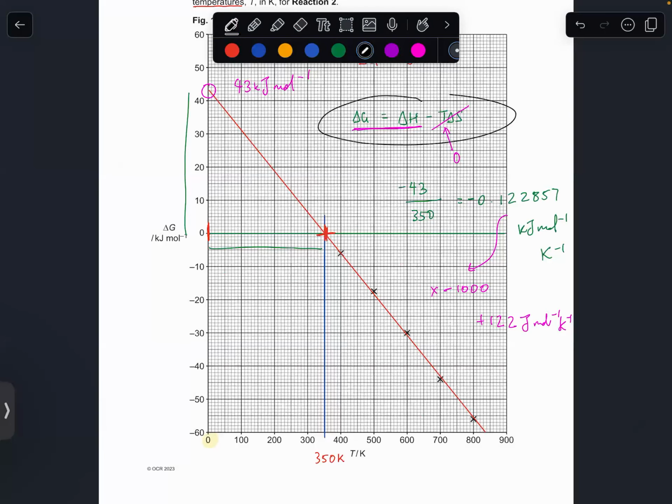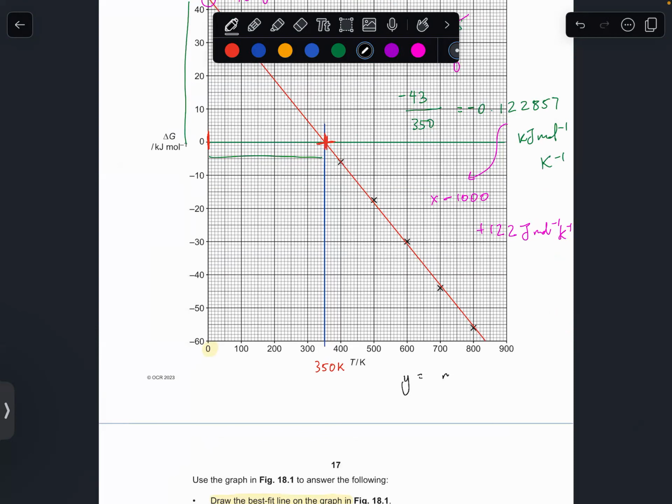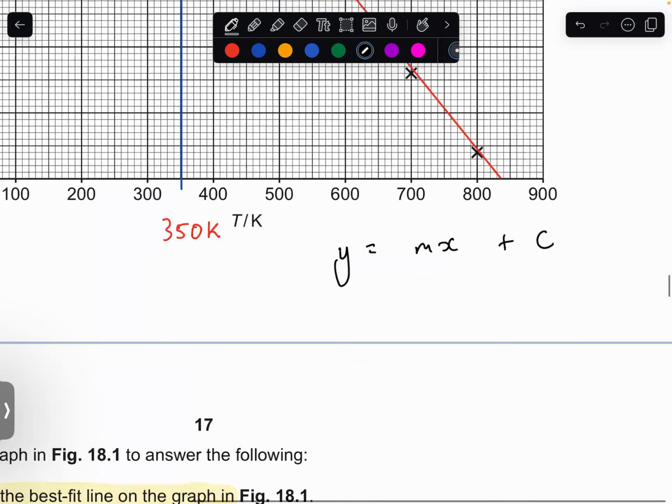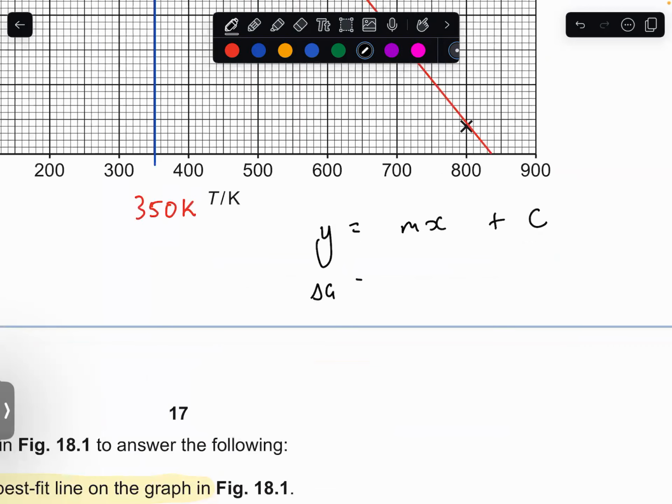In GCSE, we've learnt the expression y equals mx plus c. And in here, our y is our delta G, in mx, m is the gradient, and x, in this case, is the temperature. The gradient is actually entropy, and there's a minus if we rearrange the equation, and the y-intercept is our delta H value.